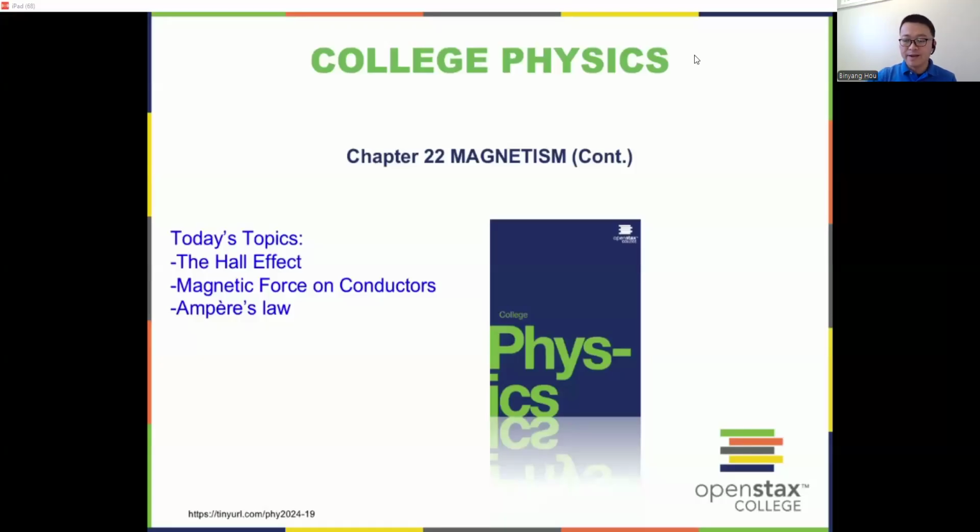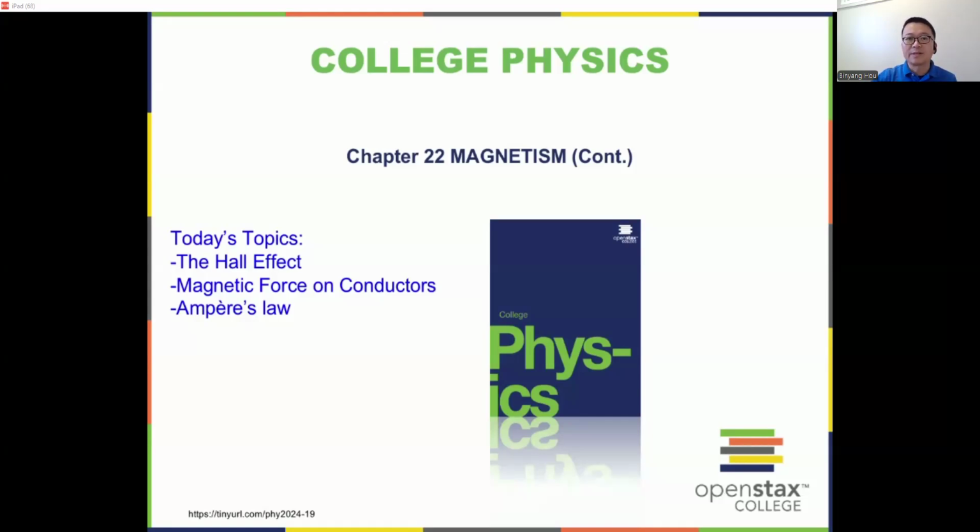Right, so welcome back. Today we'll continue talking about magnetism. We'll cover the topics of the Hall effect, and then we'll talk about magnetic force on conductors, and then we'll talk about Ampere's law, which is similar to Gauss's law in electricity.